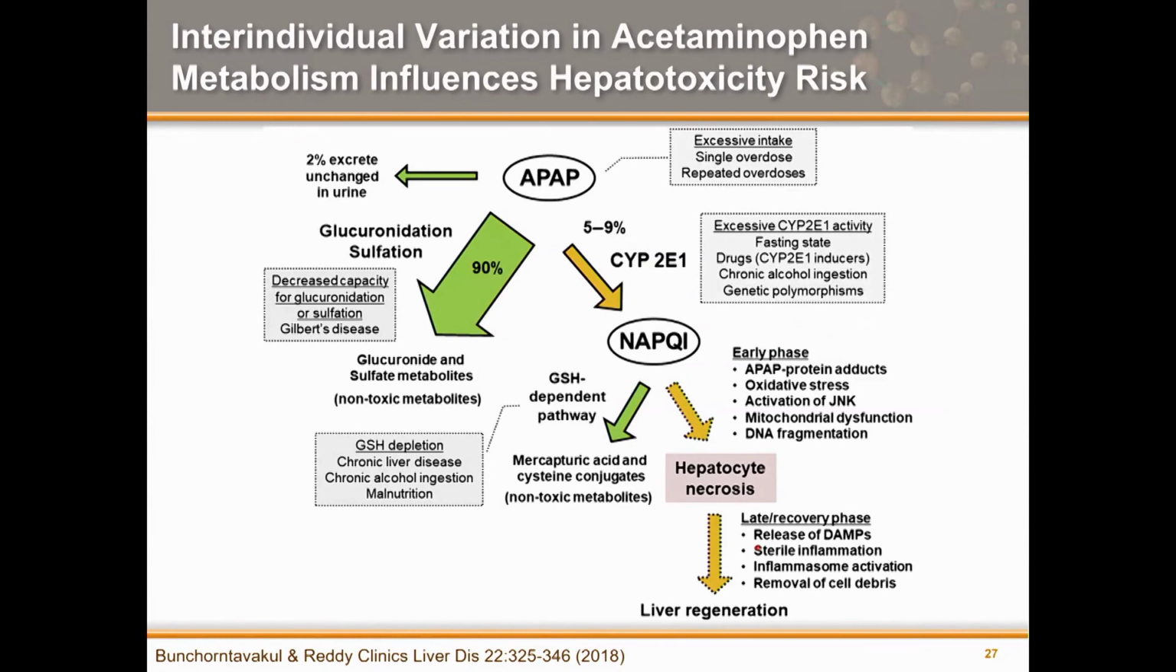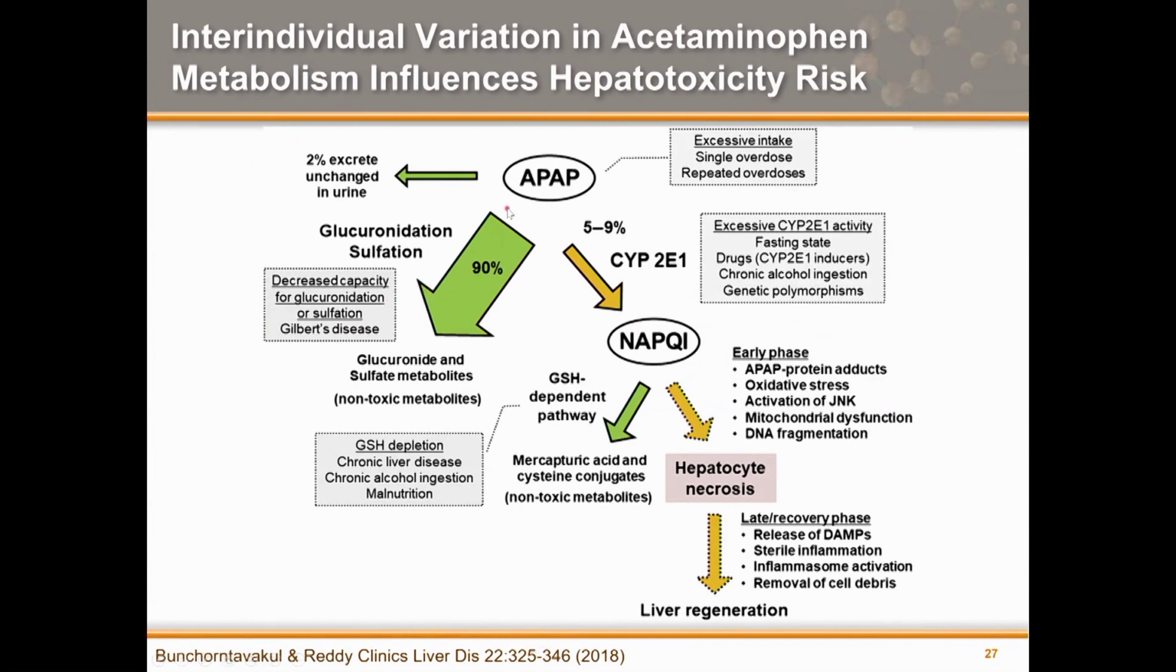It's understood that there's a lot of interindividual variation in acetaminophen metabolism that can influence the risk of developing hepatotoxicity. At normal doses, the majority of acetaminophen will be eliminated through these glucuronidation and sulfation pathways. However, if this is compromised in any way, for example, from genetic defects in glucuronidation with Gilbert's syndrome, then this pathway could be compromised, causing more drug to go through this potentially toxic pathway.